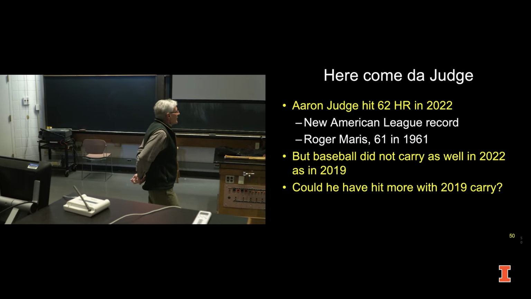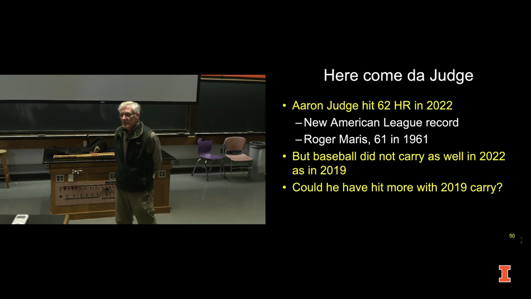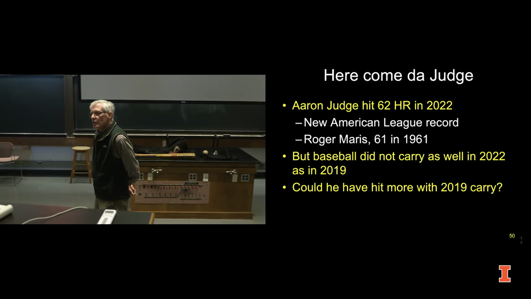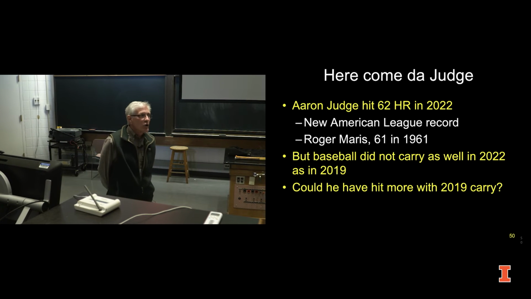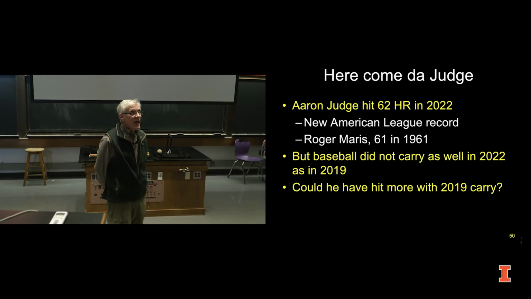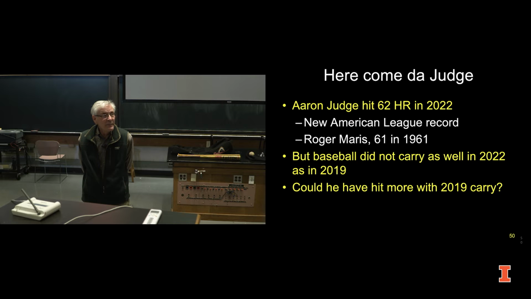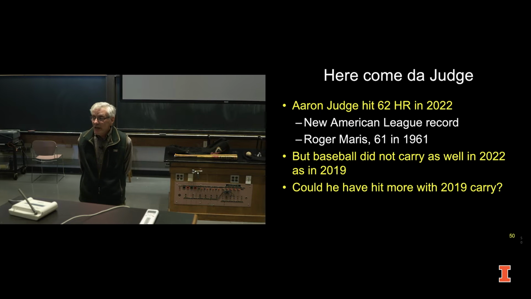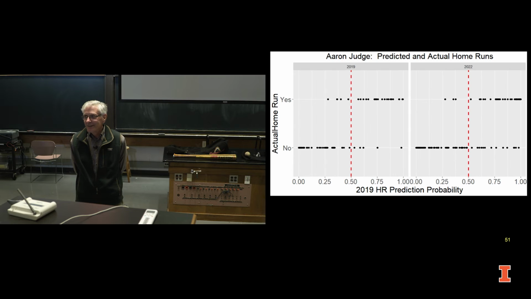All right, now, it's an interesting question to speculate. The baseball did not carry as well in 2022 as it did in 2019. That's what we just saw. Could Aaron Judge have hit more home runs had the drag conditions, maybe all due to the baseball, been the same as they were in 2019? So that's an exercise you can go through. You could numerically estimate that. And so that's what I did.